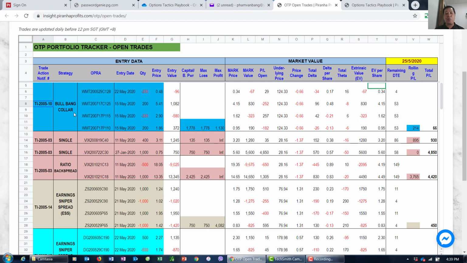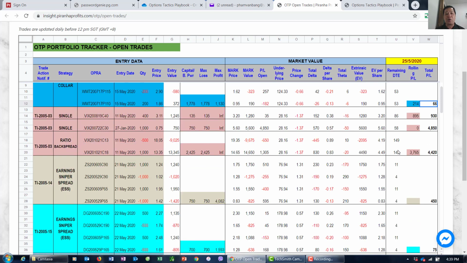And that happened to be a Boonbang color trade that I entered. And right now the trade is making $66 after the rolling, because the short call expired worthless and I rolled it last Friday. So cumulatively, the trade is making some money here. And so on and so forth.